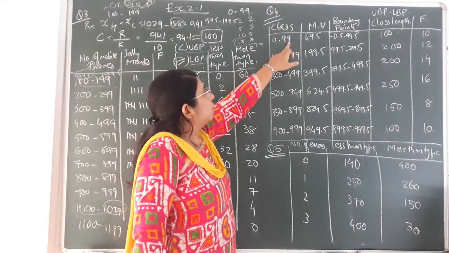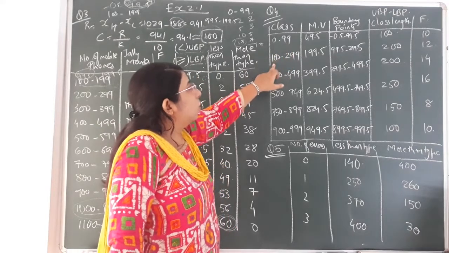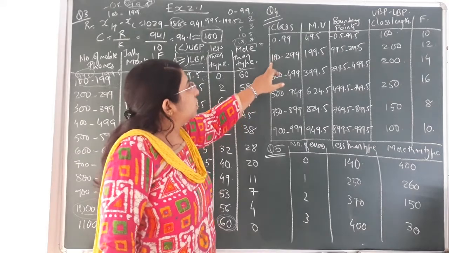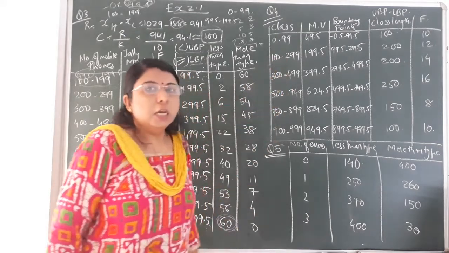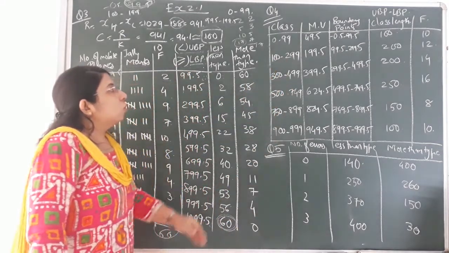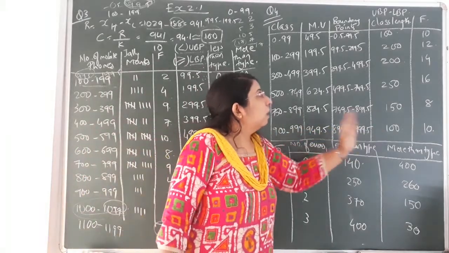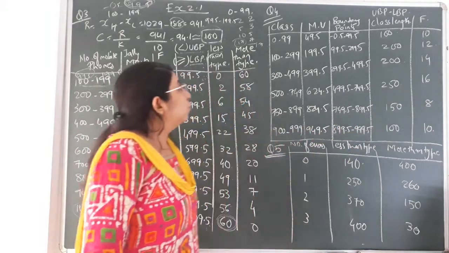The upper boundary point of the first class and the lower boundary point of the second class are not equal. It means it is an inclusive frequency distribution. So we have to convert this inclusive into exclusive, then we'll find the class length. First of all, we have to find the mid value.